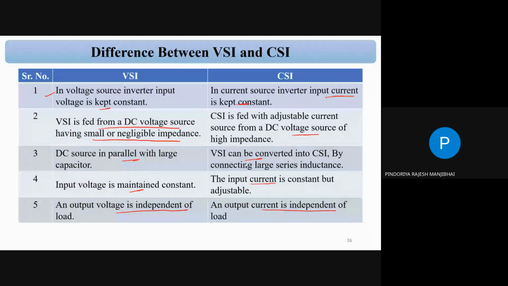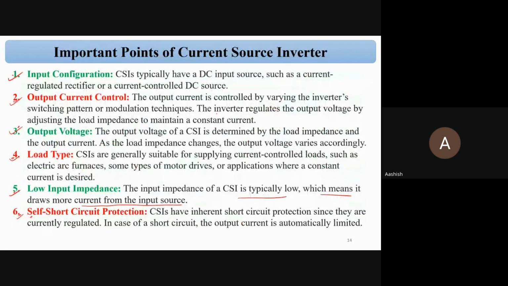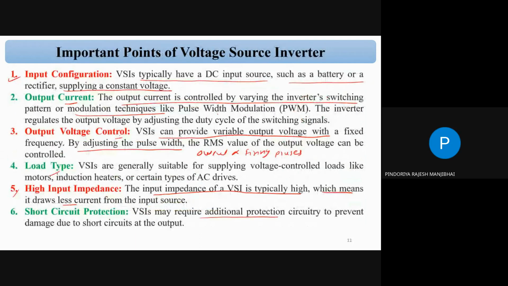So that is the second point, correct? VSI is fed from the DC source having small or negligible impedance. You are talking about this point, earlier, before 2 or 3 slides. Yes, sir. Here it is written high, and in the difference it is written low. Yes, maybe it was a typo mistake. High input impedance.